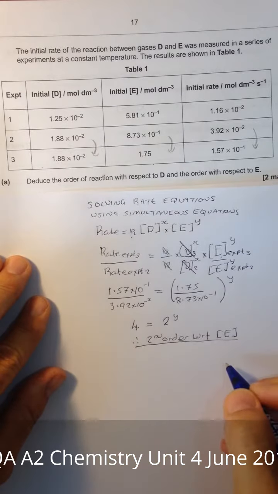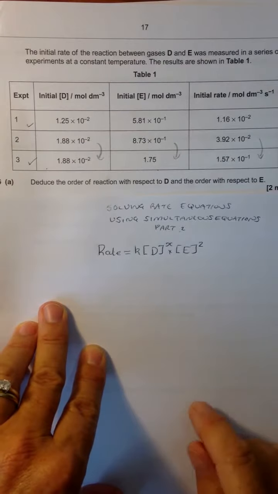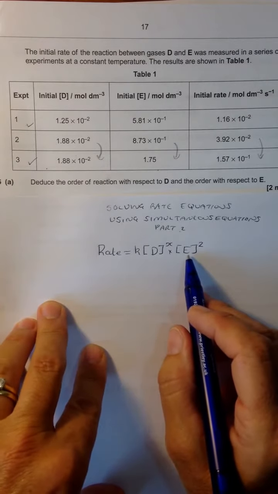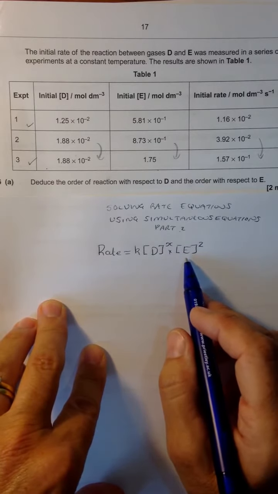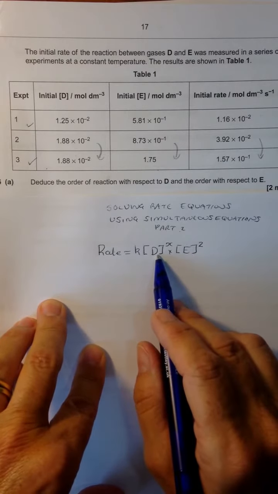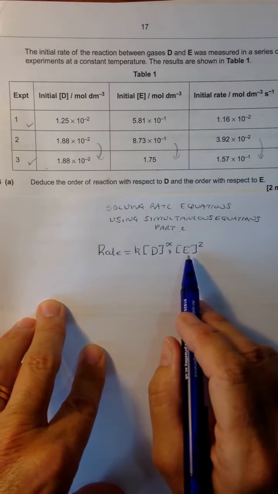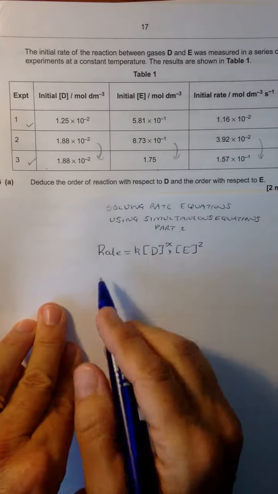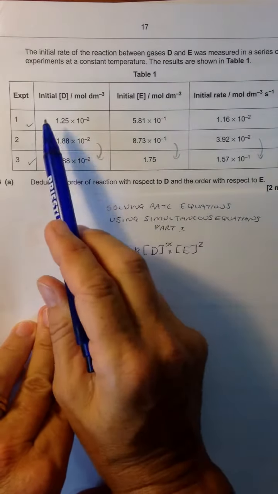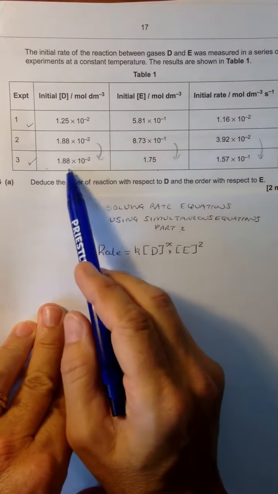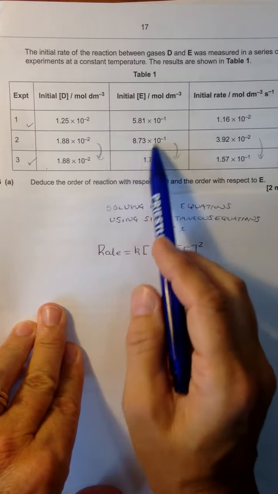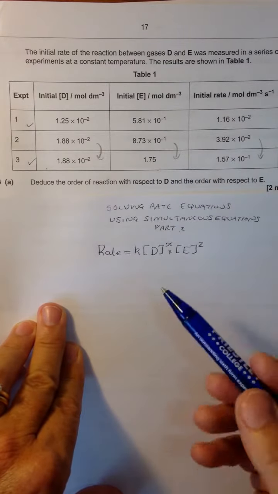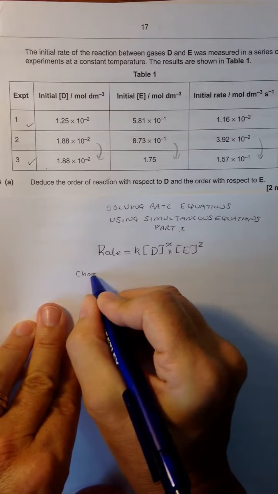What we can now do, now we've just discovered that it's second order with respect to the concentration of E. But how are we going to find the order with respect to the concentration of D when there are no two experiments where the concentration of E has been kept constant? We're going to use our simultaneous equations again. And this time, let's choose any two experiments. Let's choose experiment 1 and 3, where we varied the concentration of D. It doesn't matter that we've varied the concentration of E, because we already know the order with respect to the concentration of E.